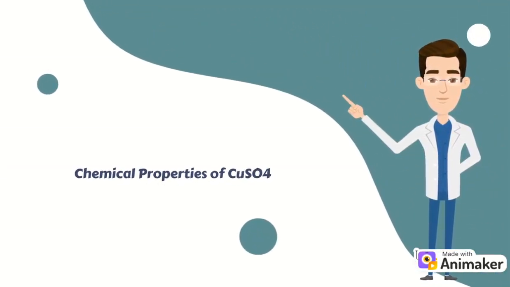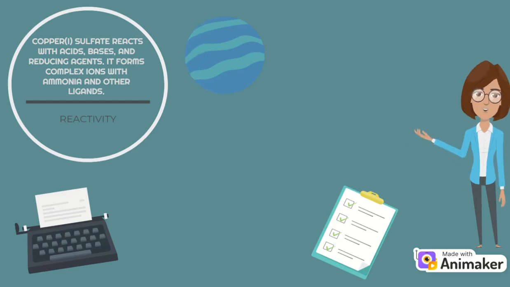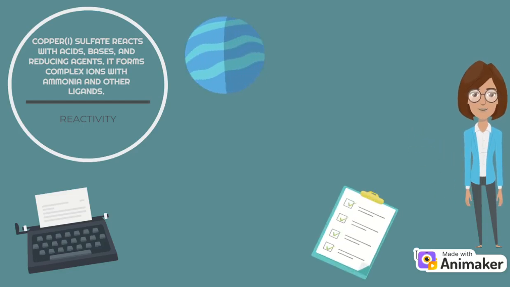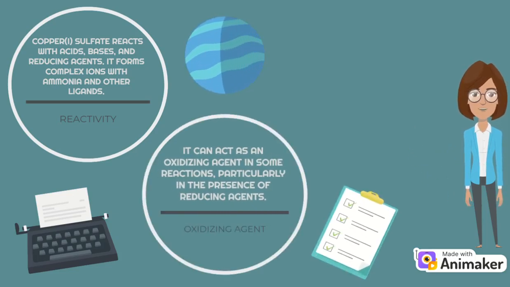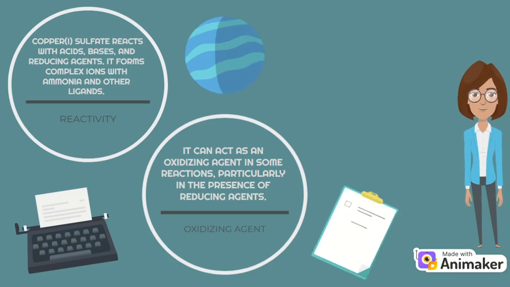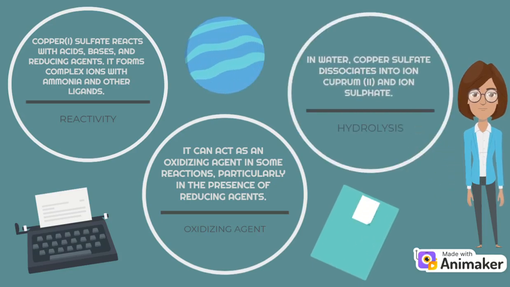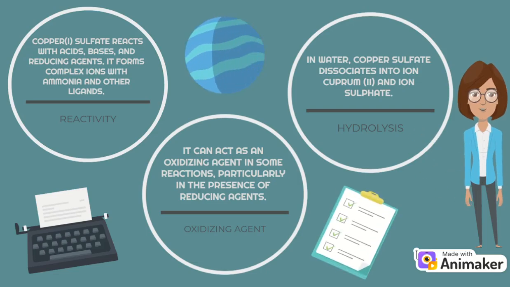Three chemical properties are: first, reactivity. Copper-2 sulfate reacts with acids, bases, and reducing agents. It forms complex ions with ammonia and other ligands. Second, oxidizing agent. It can act as an oxidizing agent in some reactions, particularly in the presence of a reducing agent. For the last one, hydrolysis. In water, copper-2 sulfate dissociates into cupric ion and sulfate ion.